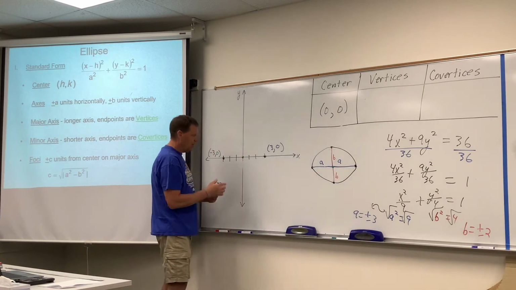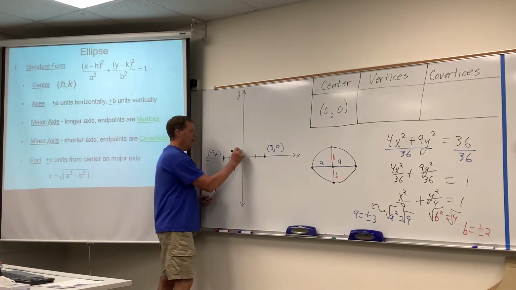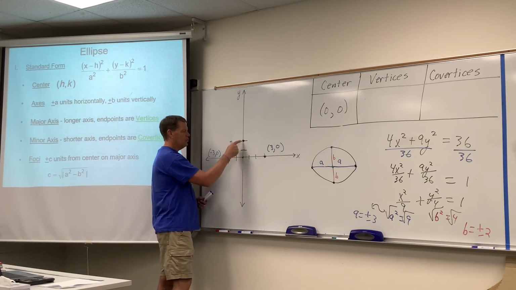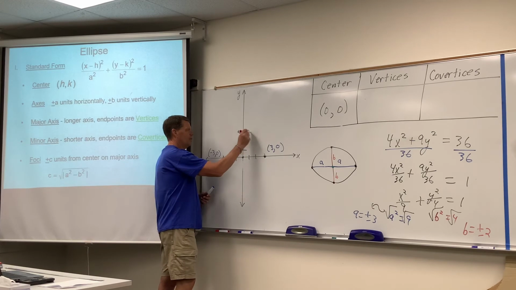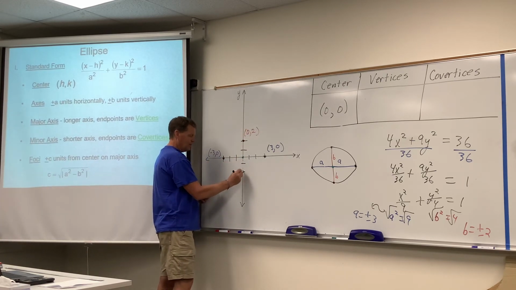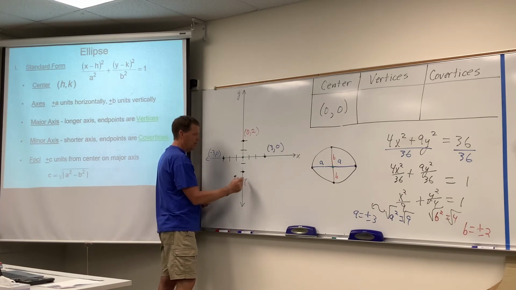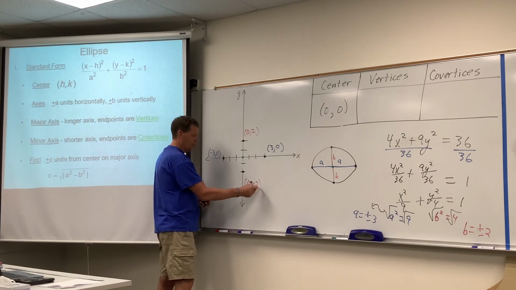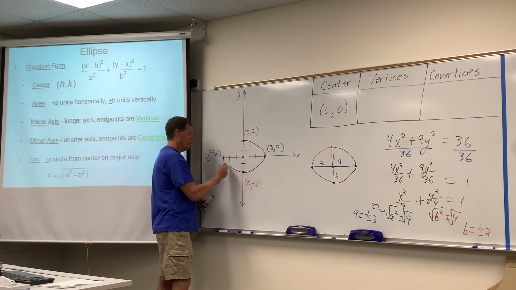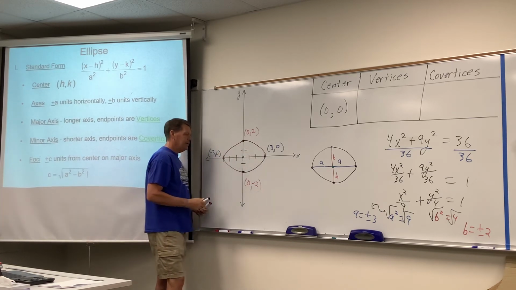From the center point, up 2, what ordered pair is that? 0, 2. Yeah, 0, 2. Let's go to the center and go down 2 units. What's that ordered pair? 0, negative 2. Draw the ellipse. Cool.